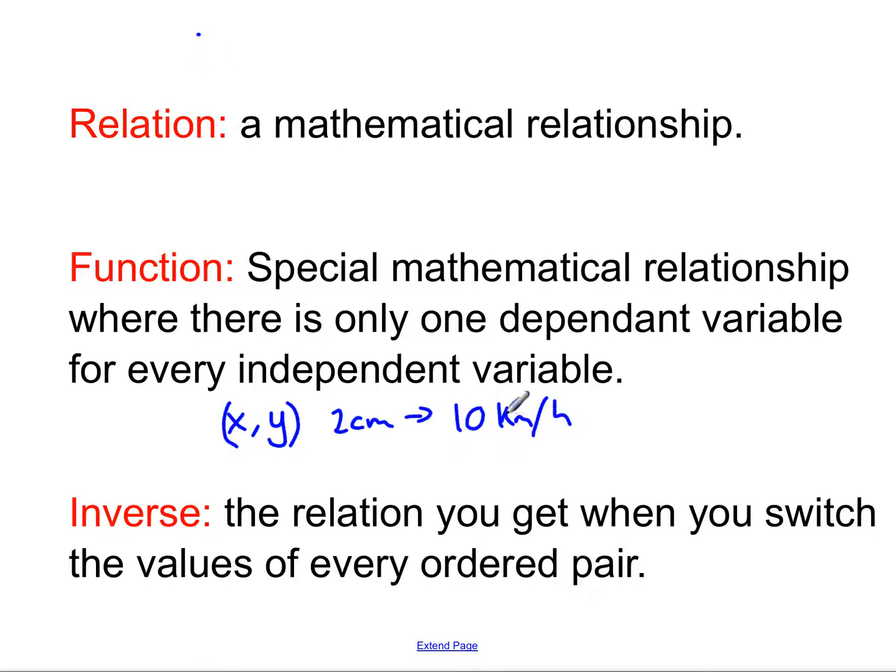And we'll talk a little bit in a second about how to identify these from a graph. The third one, which often gets forgotten but is very important, is an inverse relation. This is a relation you get when you switch the values of every ordered pair. So you take the x and you take the y and you switch them. So that's the first one we're going to get into. We're going to go backwards here, starting with the inverse relation.